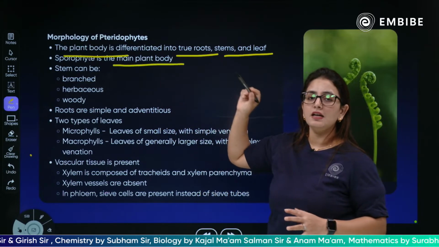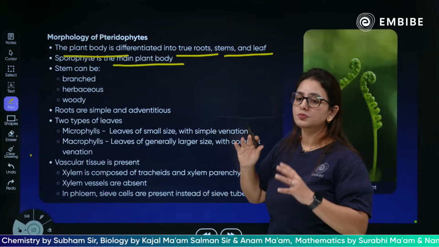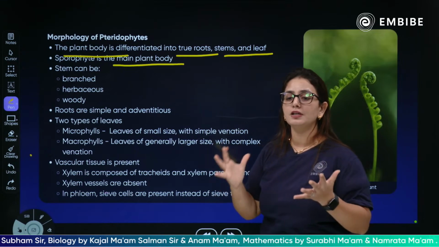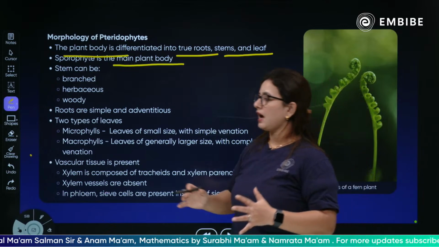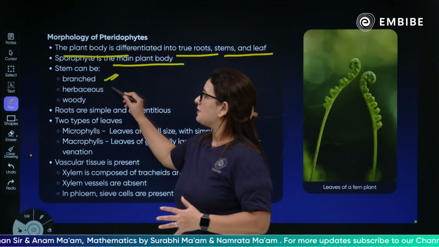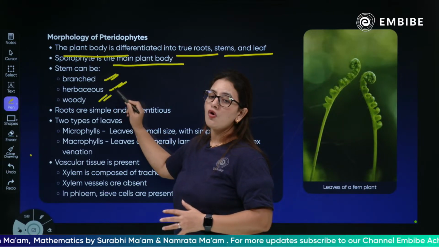What is a sporophyte? You know, children, what is a sporophyte? A sporophyte is a plant body which is divided into root, stem and leaves. What kind of stem do they have? They have a stem which is branched, herbaceous and also woody.